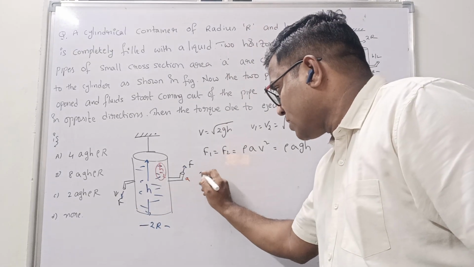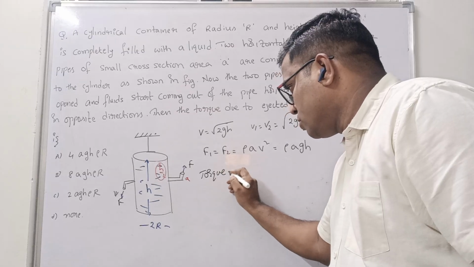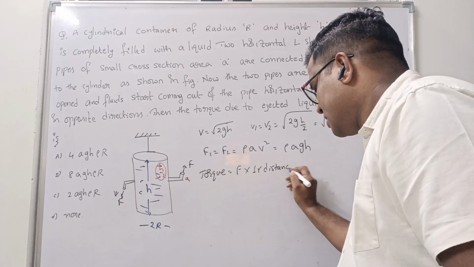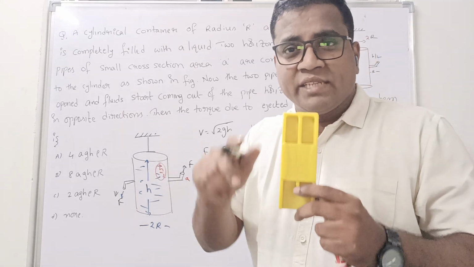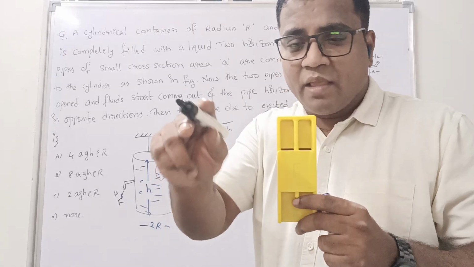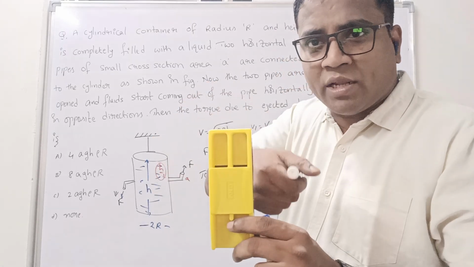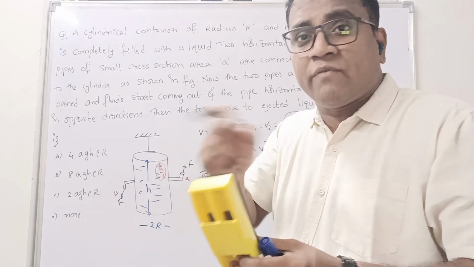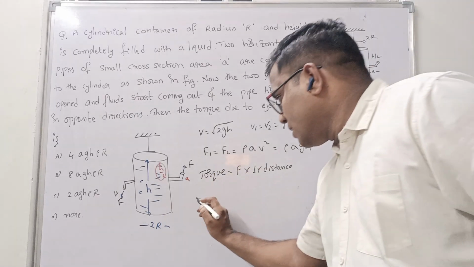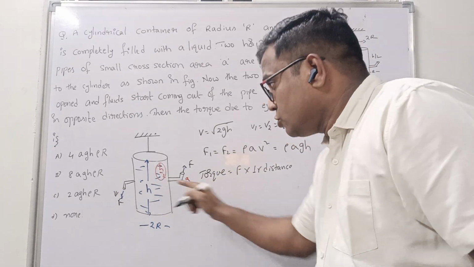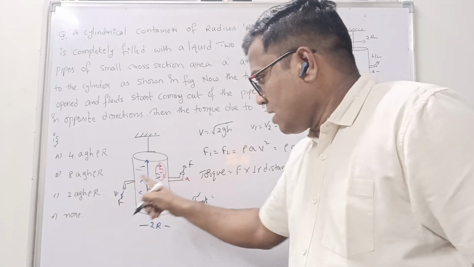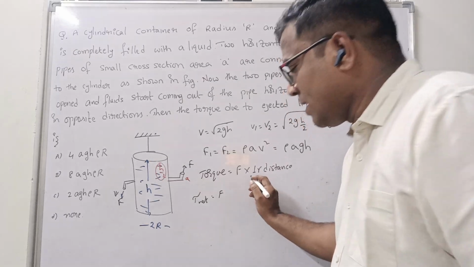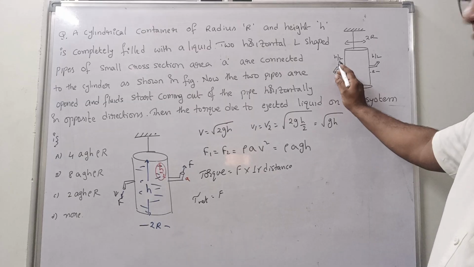So how to calculate? Torque is equal to force into perpendicular distance. Here torque is generated by both, right? One is this one and one is this one. Due to these two torques, it will rotate. So the net torque acting on the body is the addition of the two torques. So tau net is the torque generated due to this one plus the torque due to this one. Force into perpendicular distance. Perpendicular distance, how much is given in the question? It is h by 2.